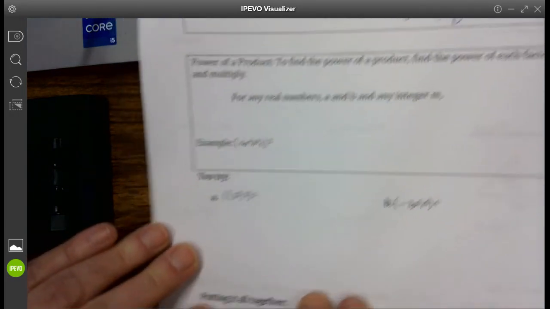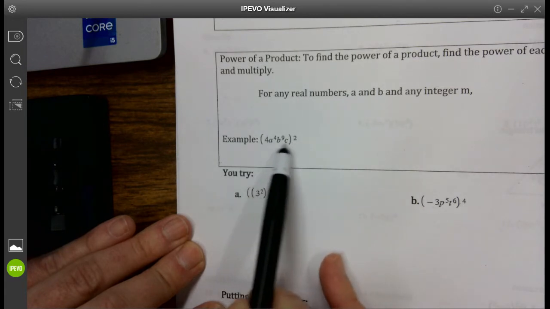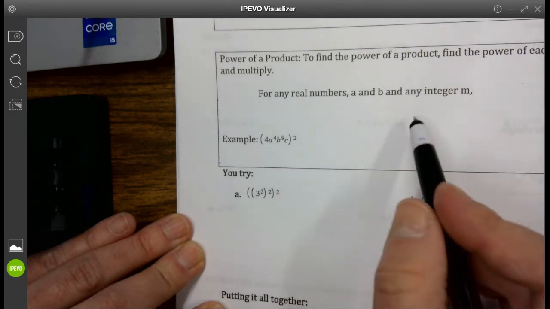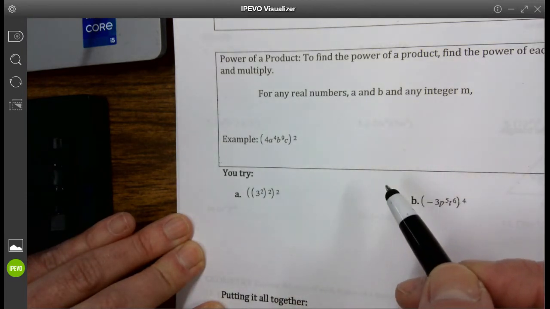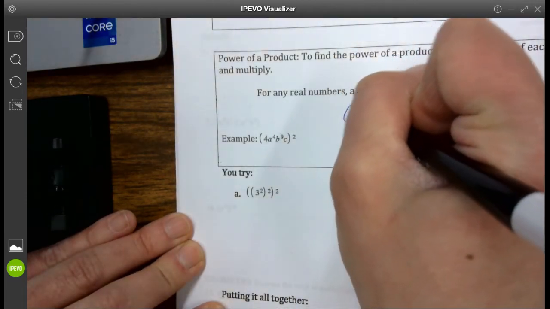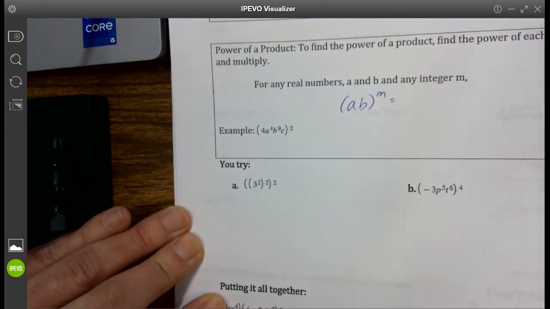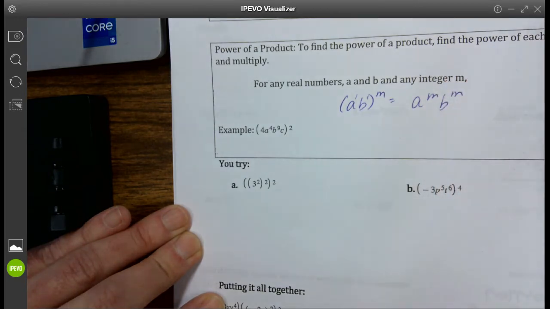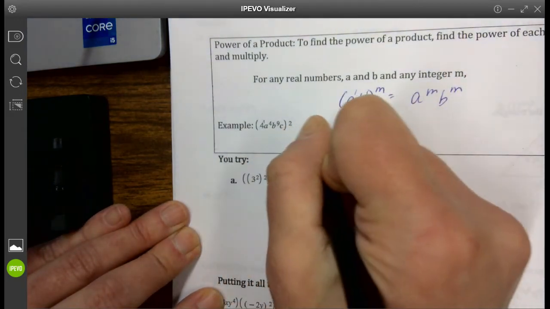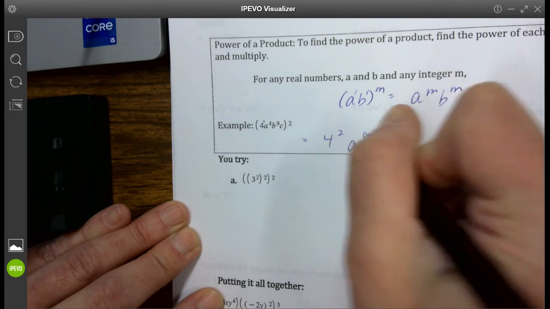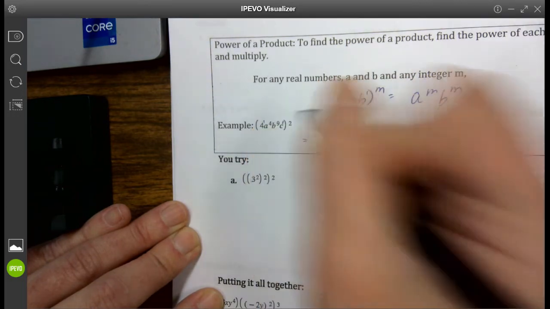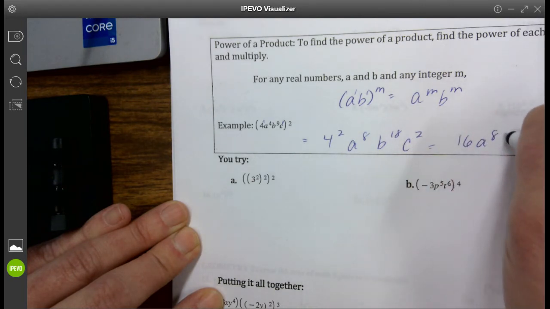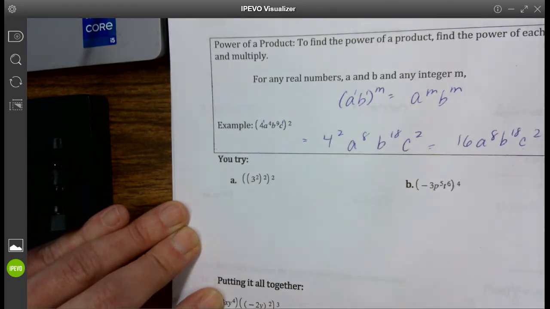Okay, that's a reminder. If I have a power of a product, I'm taking the power of this whole product. They're a product because they're things being multiplied together. If you have any real numbers a and b and any integer m, if we have a b to the m, that's the same thing as saying a to the m, b to the m. Okay, so just like before, we already did this. We had 4 to the second, a to the 8th, b to the 18th, and let's make a 1 here. C to the second, which simplifies to 16, a to the 8th, b to the 18th, and c squared.